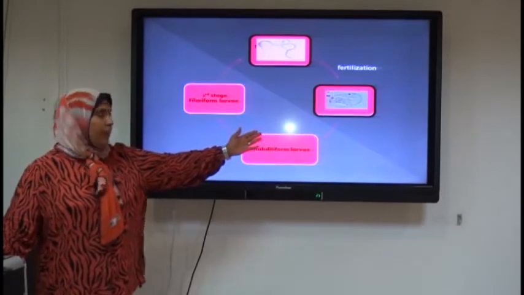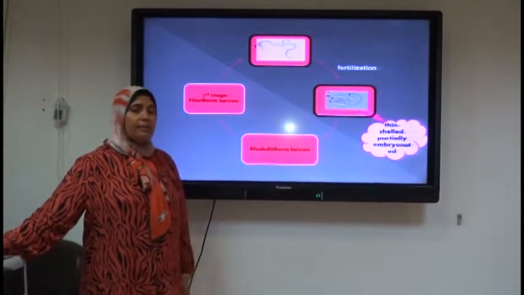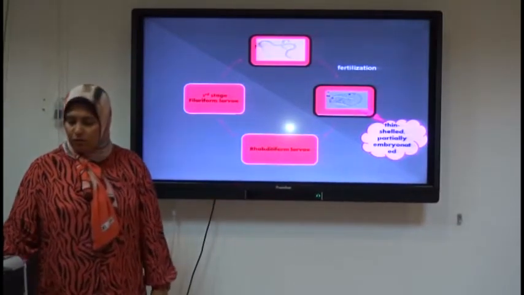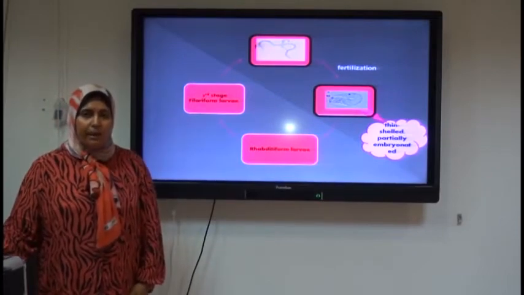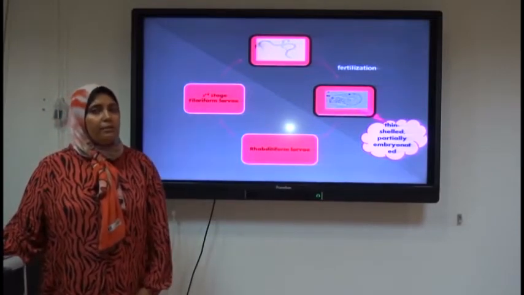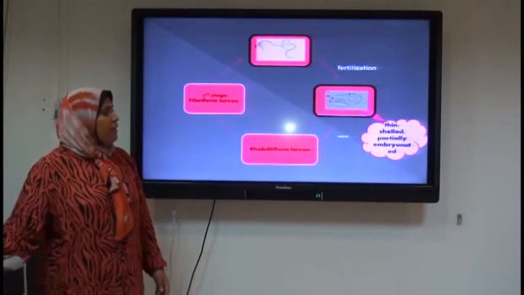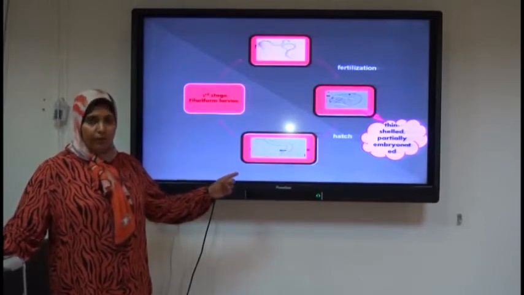What is the shape of the eggs of the Strongyloides stercoralis? They are thin shelled eggs containing a partially embryonated stage. Once these eggs are produced from fertilized females, which we have said are deeply embedded in the mucosa of the small intestine, they will hatch to produce the rhabditiform larvae.